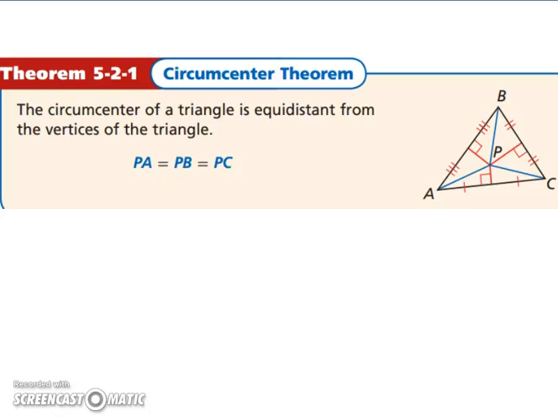Let's look at the circumcenter theorem. The circumcenter of a triangle is equidistant from the vertices of the triangle. So your blue lines, AP, BP, CP, they're all the same measure. To find the circumcenter, you find the middle of each side and then go perpendicular from that side. There's your circumcenter. Once you have the circumcenter, the distance to each vertex will be the same length.